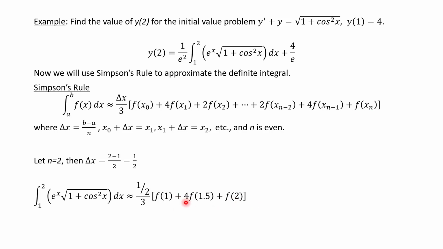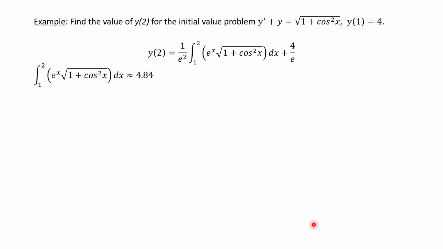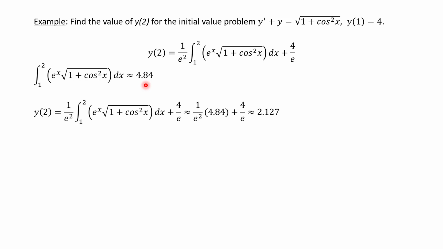And so then we take these numbers, we're plugging them back into our function, which is our integrand. And so everywhere there's x, I put a 1 for the first f of 1. And then plus 4 times, everywhere there's an x, I put a 1.5. And then last one, everywhere there's an x, put a 2. Calculate that, and we get about 4.84. And so we know that the integral part of this computation is about 4.84. So just add in the other parts to it. We had 1 over e squared times that integral value plus 4 over e. So that's about 2.127.